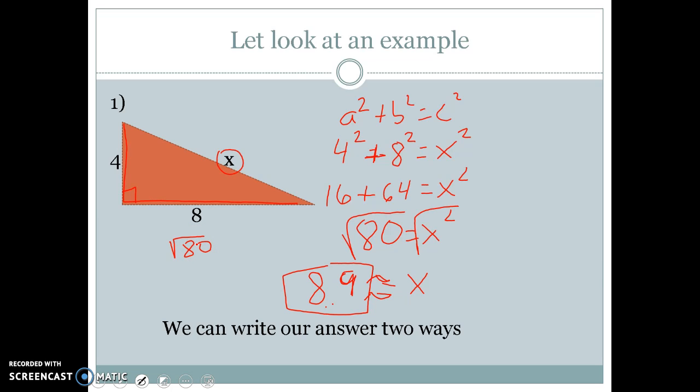The biggest perfect square that goes into 80 is 16. We know that 16 times 5 is 80. And so the square root of 16 is 4, radical 5. So if I wanted to leave it as an exact answer, or what we call simplest radical form, I would have to take the square root of 80 and write it as 4 radical 5. I could round the answer to 8.9, but if I wanted to write it as an exact answer, I'd have to simplify the radical and write it in simplest radical form, which would be 4 radical 5. So we can write the answer 2 different ways.